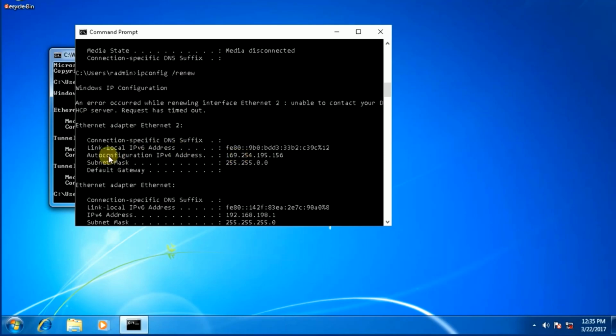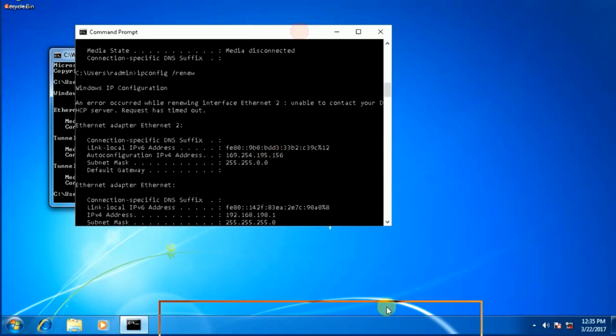So what we're looking for is our IPv4 address. This is an unhealthy one. If it starts with 169.254, that is the Windows way of telling you that the network is physically connected, meaning that the electricity is there, the wire's connected, that part's okay, but the part of the network that gives out IP addresses is not working, or we're not making connectivity with it.